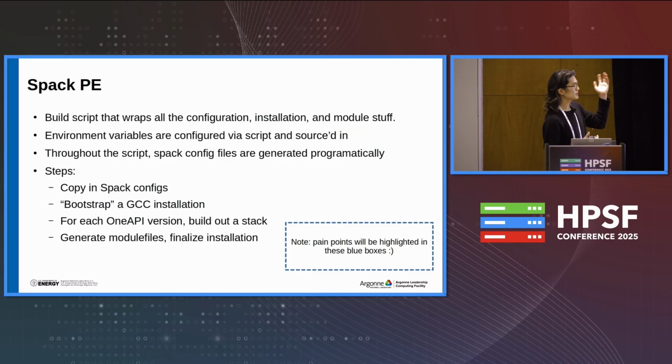So the Spack PE, it's familiar stuff. It's what the last several speakers have been talking about. Essentially, it's using Spack to build a software stack. Roughly, the steps are we copy in and generate Spack configurations. The one thing that is a little different from a typical flow is that we, quote unquote, bootstrap a GCC installation. I'll explain what that is a little later on. And then for each OneAPI version that we want to support, we build up a Spack environment and a software stack. And finally, we do the finishing touches.